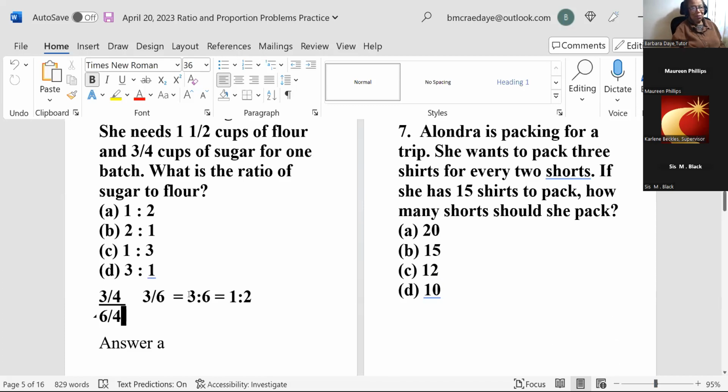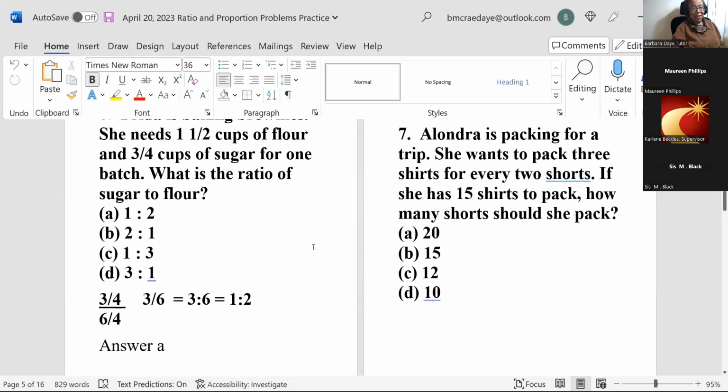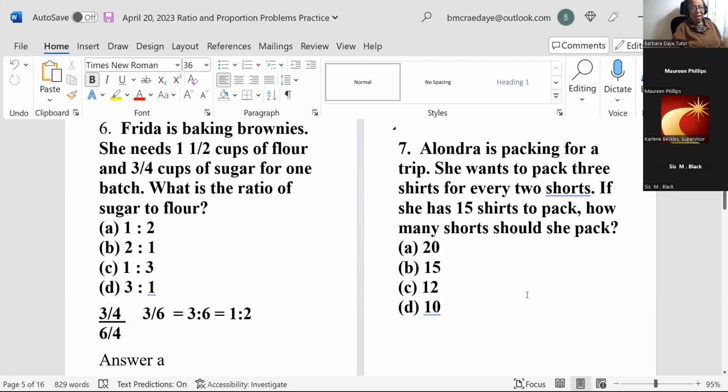Okay. So when you have fractions like this, you remember, just like you can't add fractions unless the denominators are the same, you can't subtract unless the denominators are the same, but you can multiply and divide. So you've got to get these with the same denominator. Maureen, you okay? So that means you can just really knock out number 7, right?